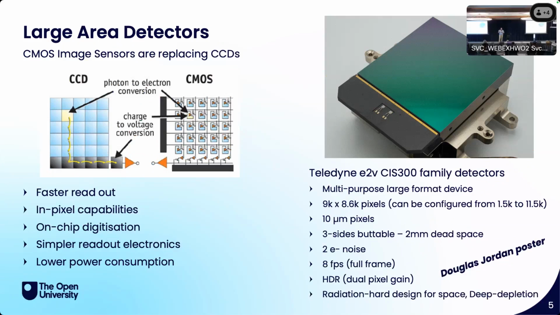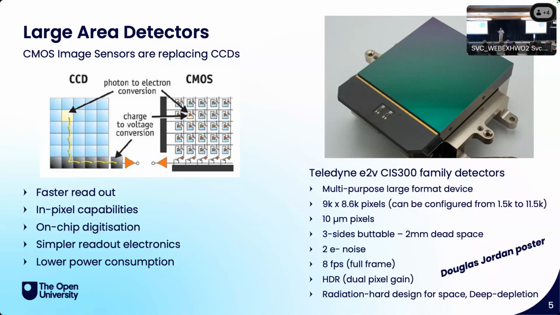Of course, the important part is you need to have large area detectors, and as most people probably know, CMOS detector technology is slowly replacing CCDs. You can get faster readouts, you can do a lot of things in the pixel, and you can do on-chip digitization, which gives you simpler readout electronics, and they usually run at lower voltages and therefore lower power consumption.